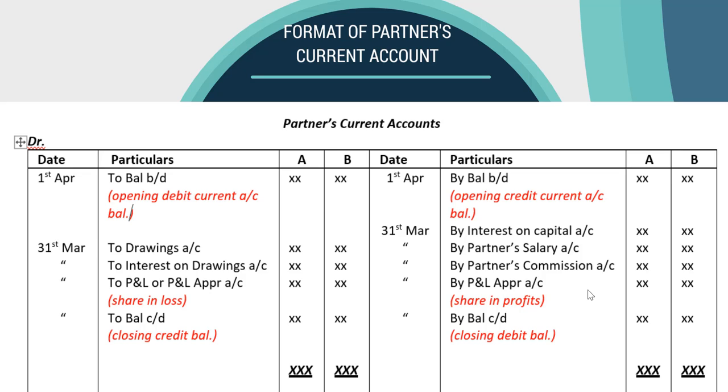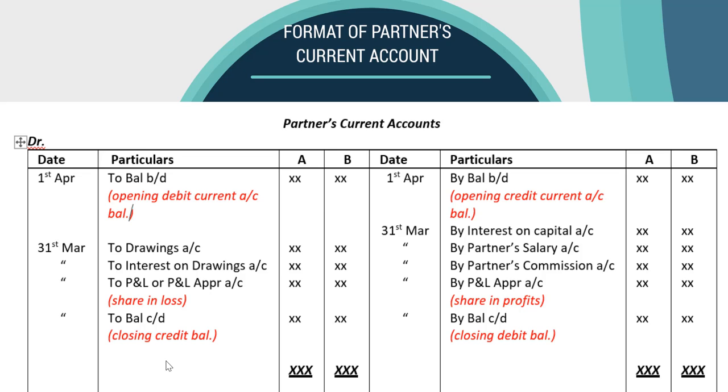On the other hand, if there's a debit balance, then it comes as to balance brought down at the beginning of the accounting period on the debit side of the partner's current account. Also debited is the total drawings of the partner out of profits, the interest on drawings account, and the share in loss, which has to be written as to profit and loss account or to profit and loss appropriation account, depending on whether the loss has been transferred directly from the profit and loss account or from the profit and loss appropriation account. And on the debit side, where there is a closing credit balance, it will end as to balance carried down.